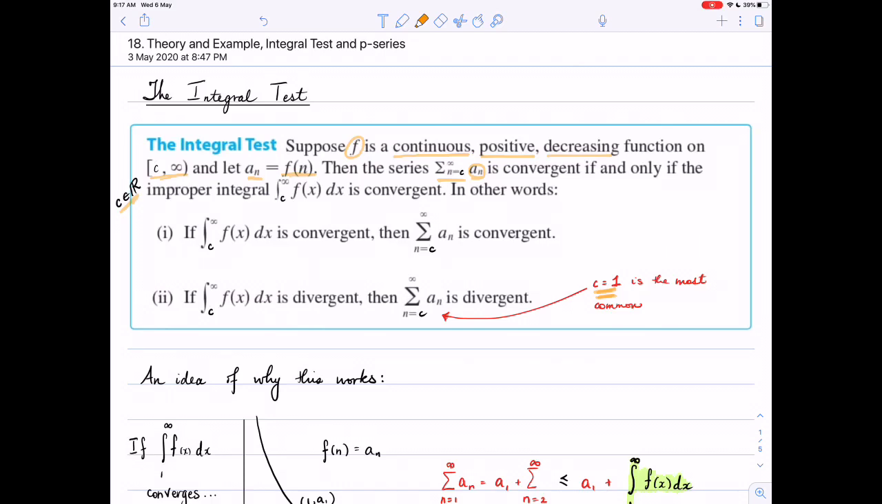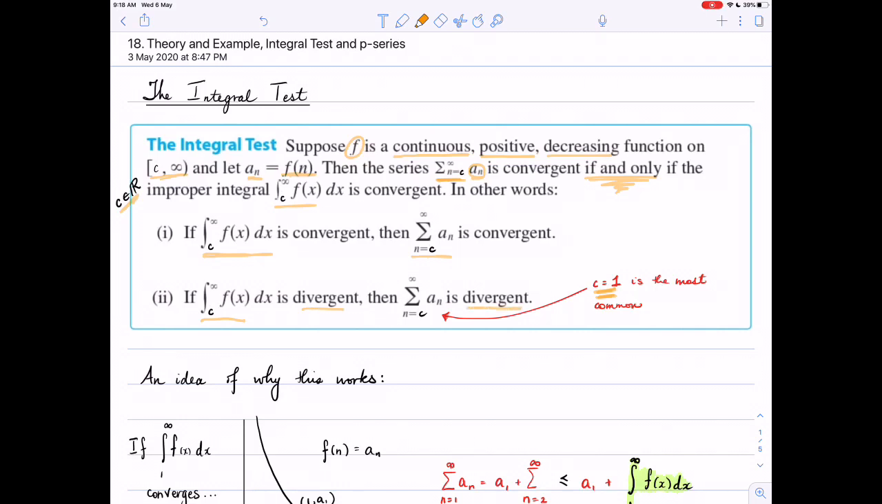Then the series from n equals c to infinity of a sub n is convergent if and only if the improper integral from c to infinity of the function is convergent. In other words, they behave the same way. If the improper integral is convergent, then the series is convergent, and vice versa. If the improper integral is divergent, then the series is divergent.